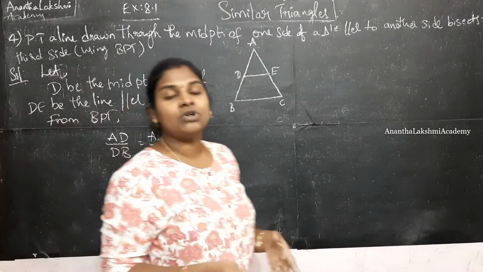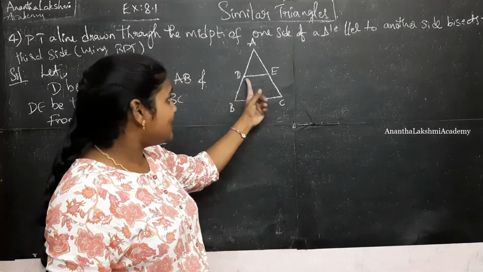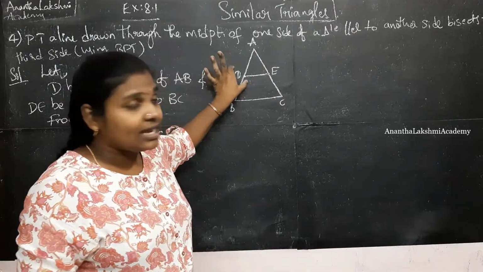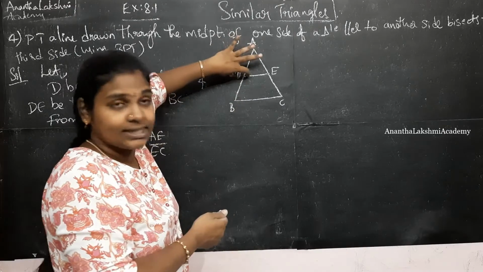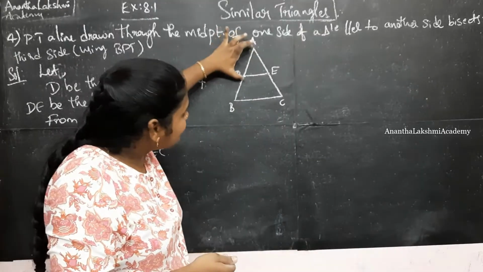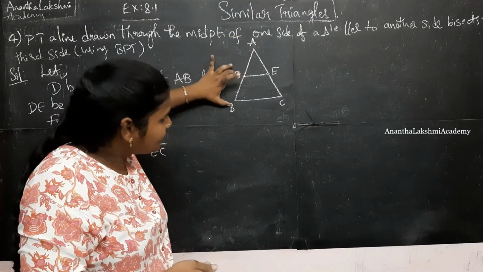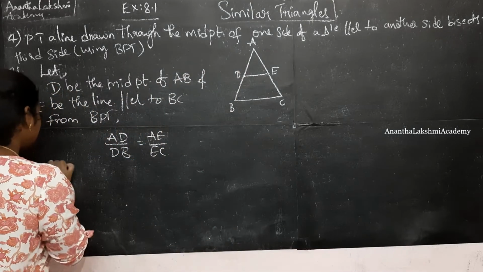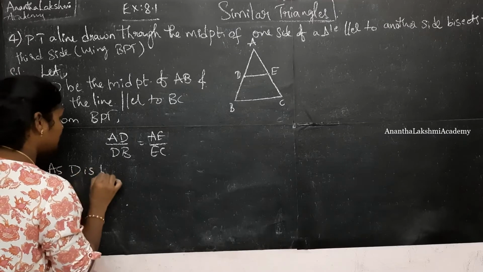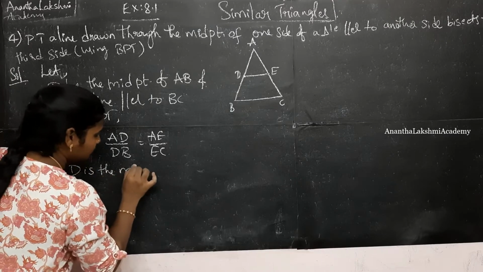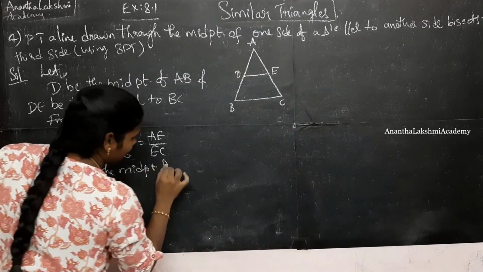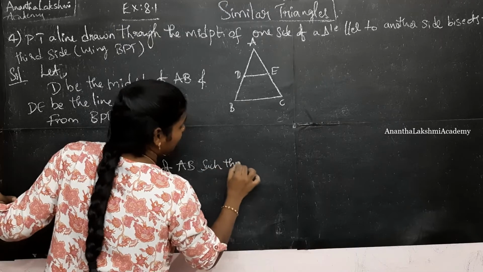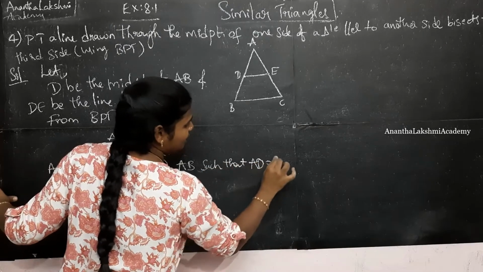Now let us come to the concept of the midpoint. When I say D is the midpoint of AB, it means that D is exactly at half of the distance of AB, which means the distance from A to D is equal to the distance from D to B, isn't it? So since D is the midpoint of AB, such that AD is equal to DB.